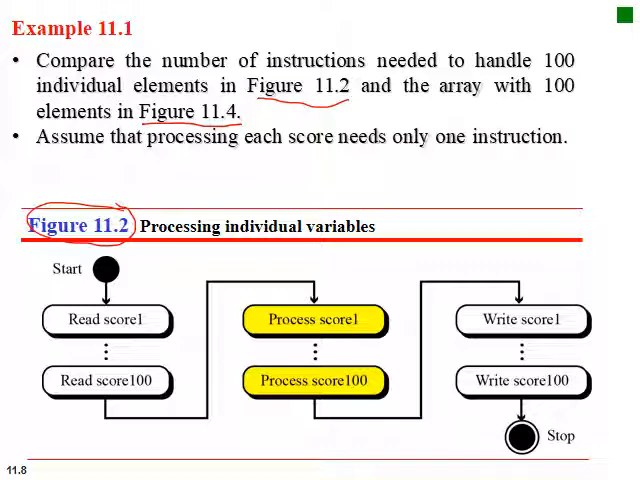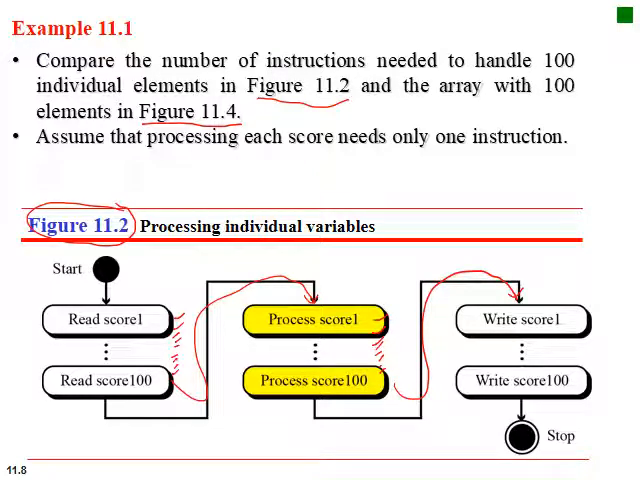So in other words, how many instructions do we need? If we use this process, we start, we read the first score, that is one instruction. We read the second score, that's another instruction. So how many instructions will we need to read the 100 scores? Obviously 100 instructions. And then we will continue with the next kind of instructions. We process score 1 and process score 2. So in other words, we'll need another 100 instructions to process all the scores. And then we continue here.